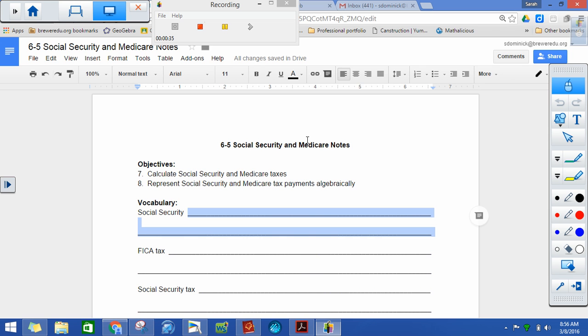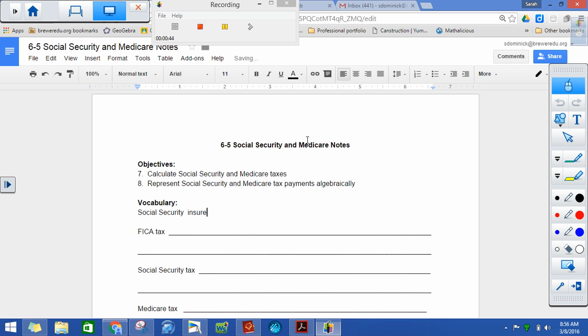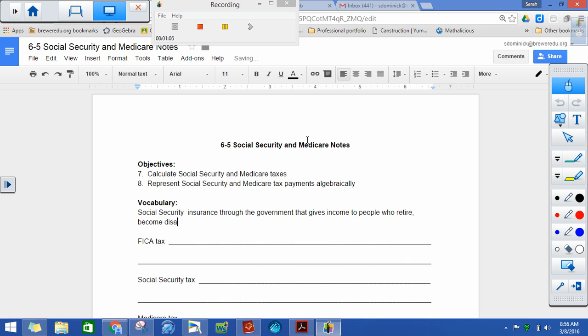Your first one is Social Security, and Social Security is an insurance through the government that gives income to people who retire, become disabled, or receive survivors' benefits. Okay, so that's your Social Security.